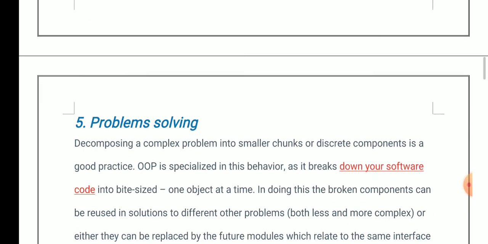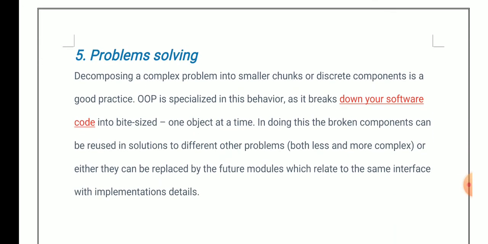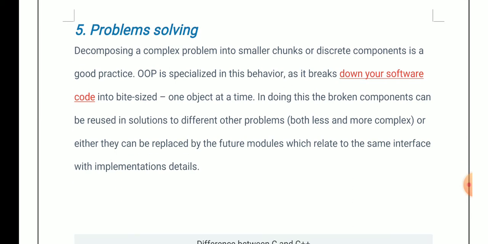Then we have another advantage, that is problem solving. With the help of OOPS, you can decompose a complex problem into smaller chunks. With the help of these smaller chunks, it becomes easy for the programmer to solve the problem.